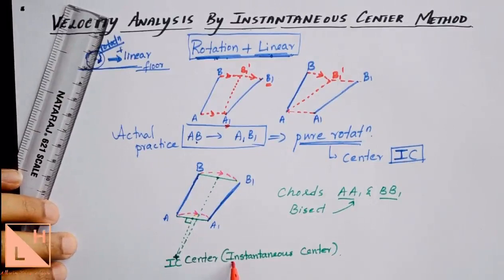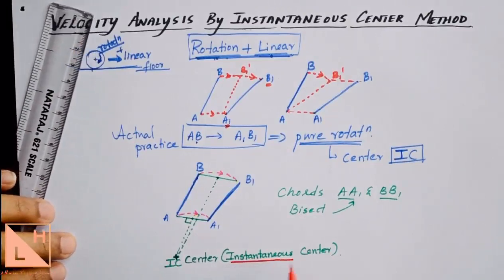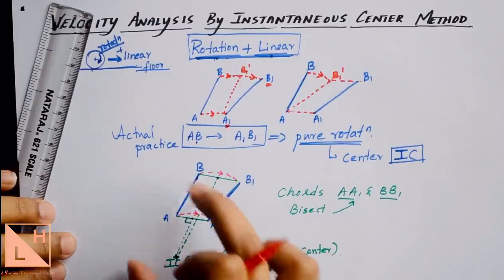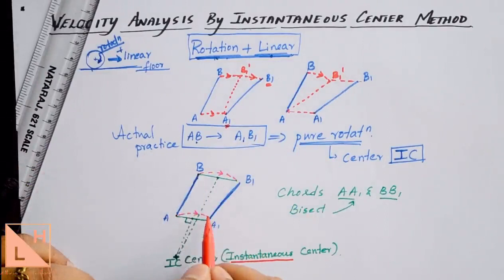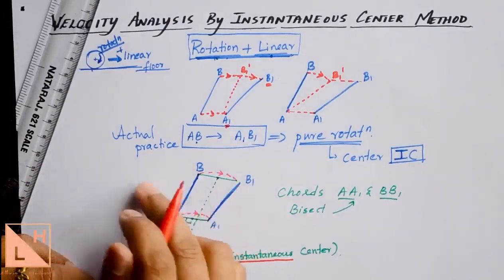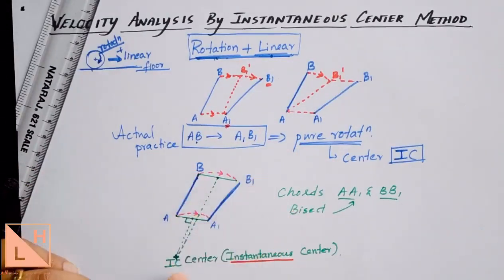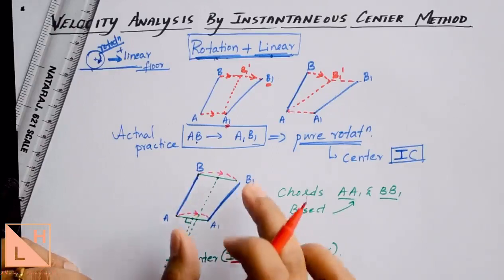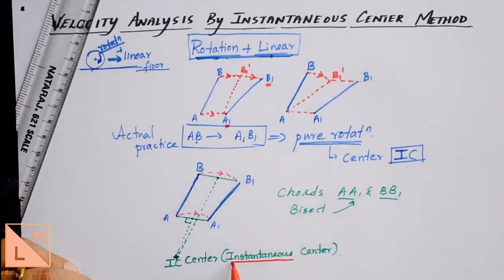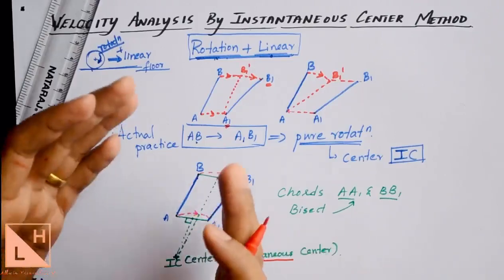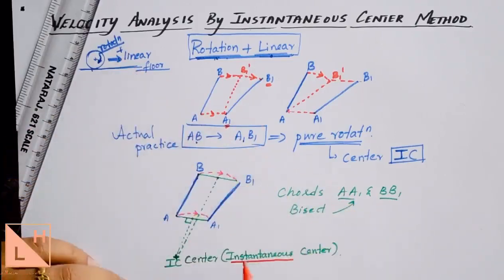All of you note that the word instantaneous is given here because this center exists only for this particular instant. What is the particular instant? The link AB has moved from AB to A1 B1. For this position of the link, this will be the center of rotation. If the motion of the link is changing rapidly, the center of rotation will also keep changing. For every instant of the movement of that link, you will get different centers. That is the reason we name this center the instantaneous center.